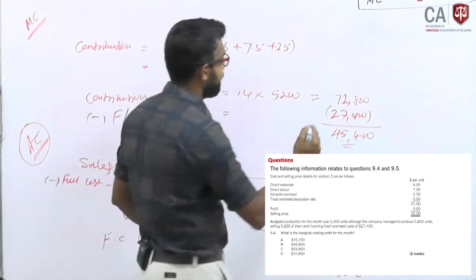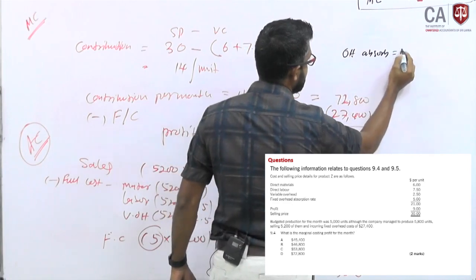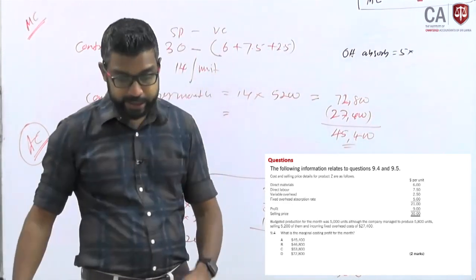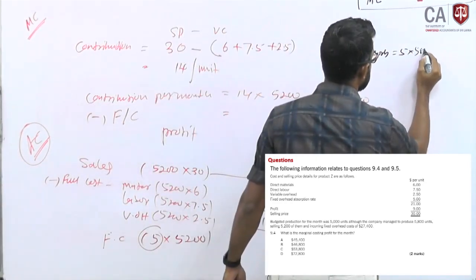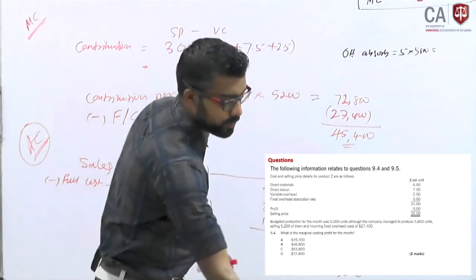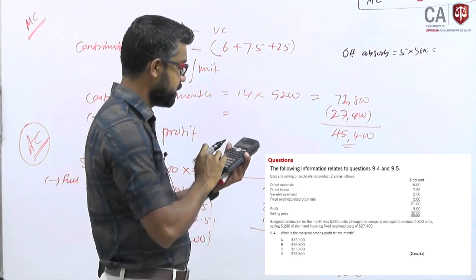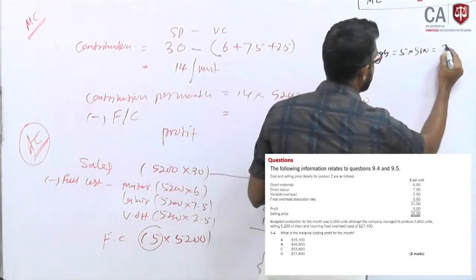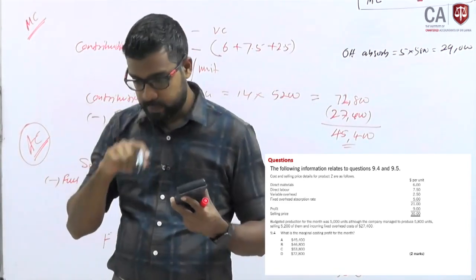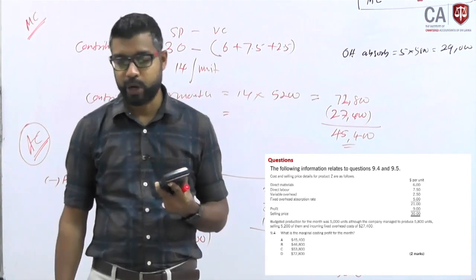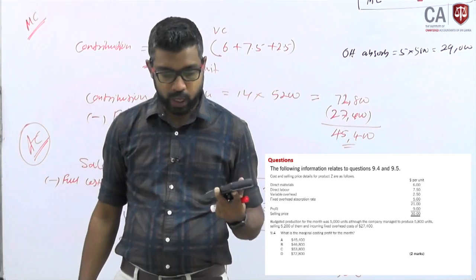Overhead absorbed. How much you have absorbed? 5 into 5,800 units you have produced, right? 5,800 for the entire production. This is the absorbed amount, 29,000 you have absorbed, right? This many units you have produced, and you have sold 5,200 out of that.